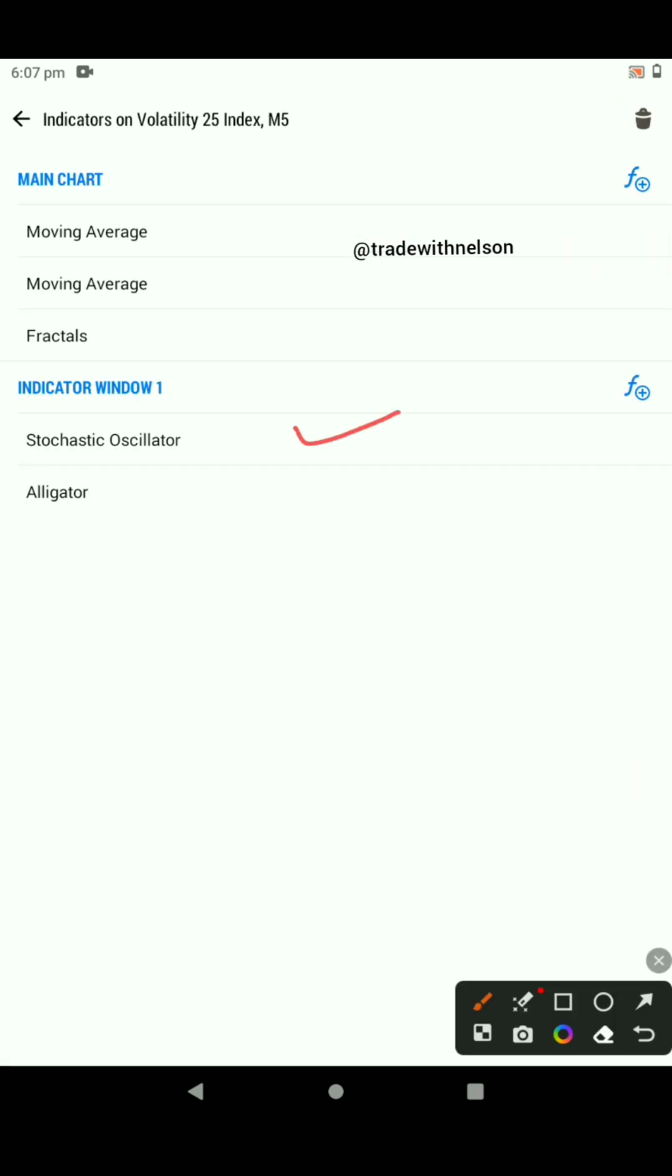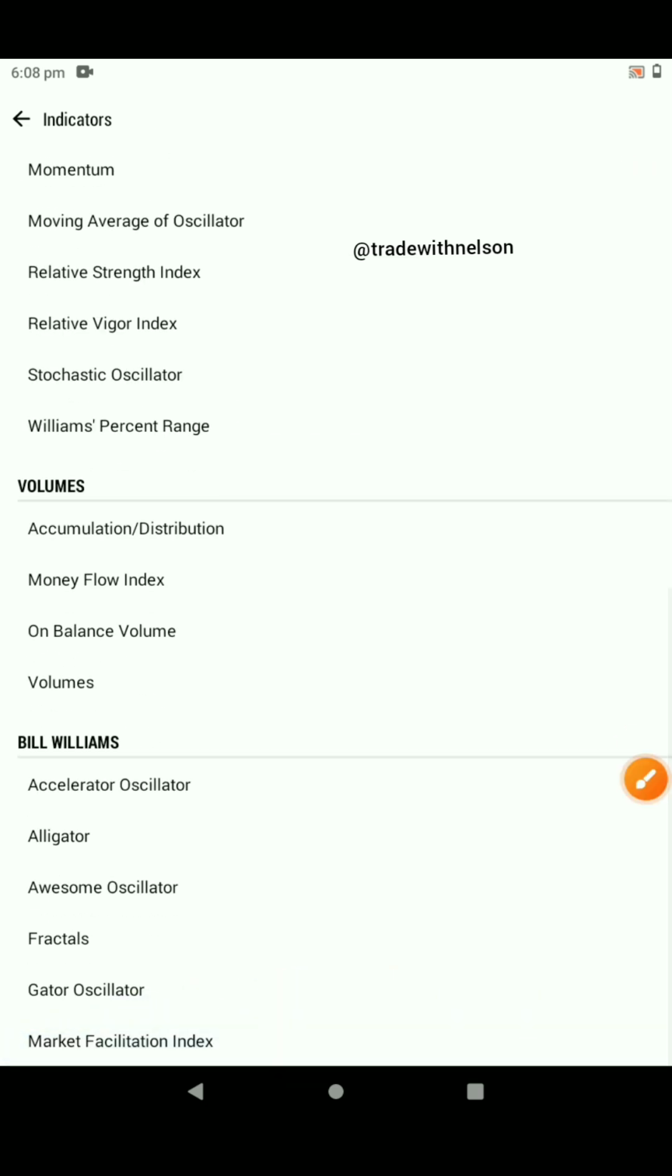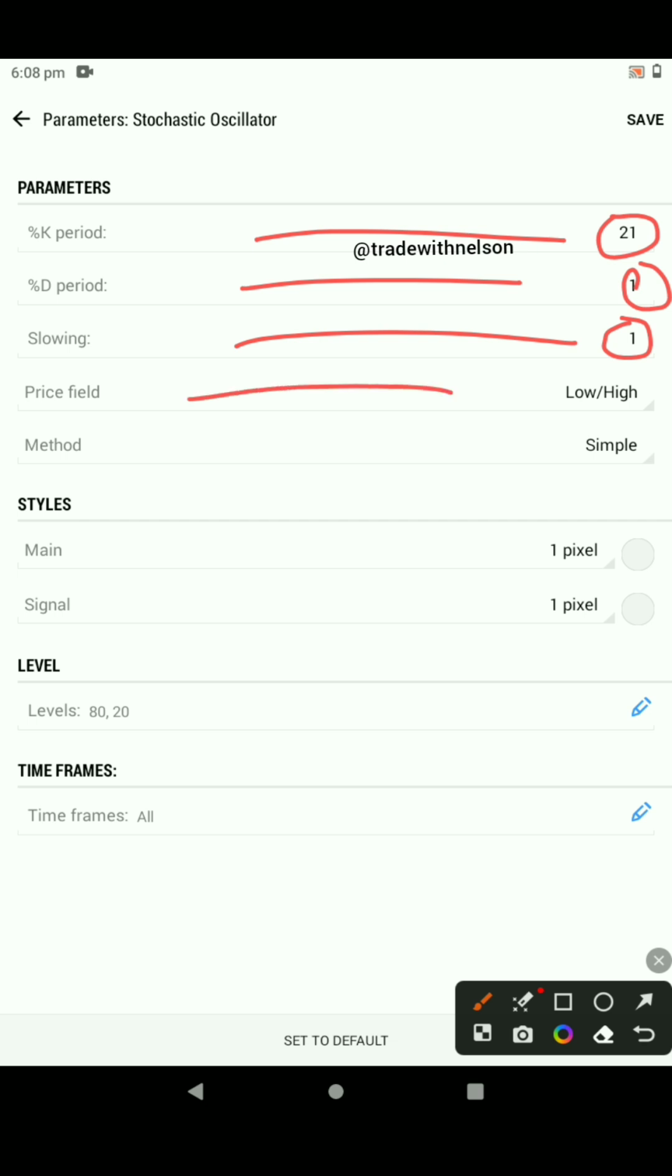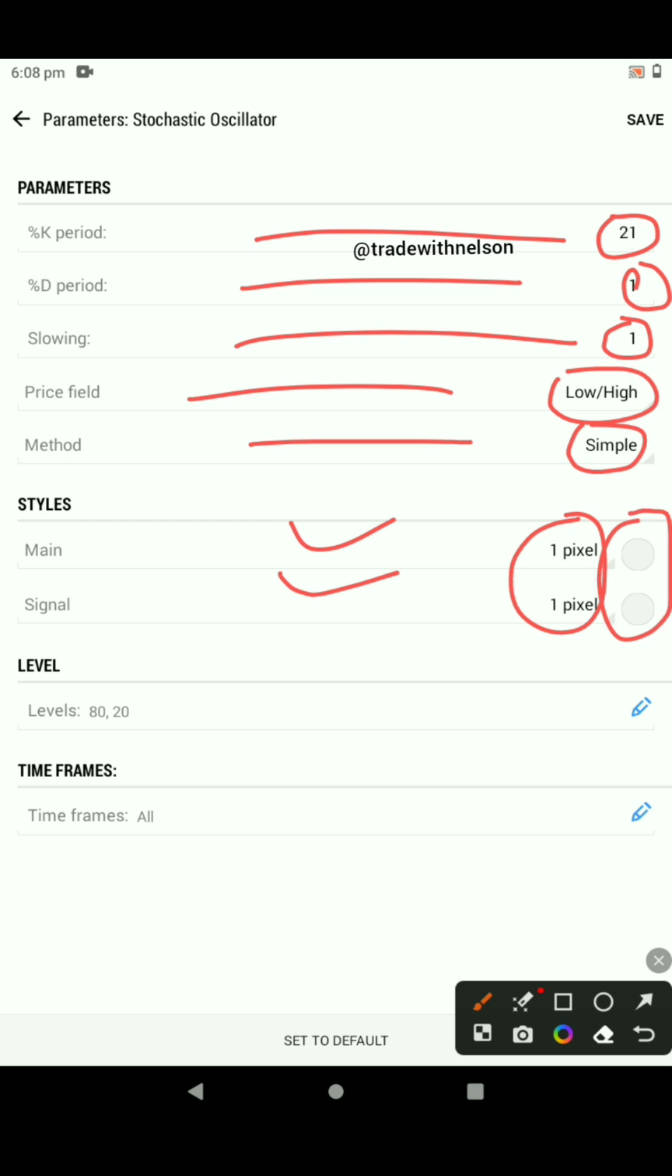So for the next indicator, which is stochastic oscillator, click on the F icon on the main chart, scroll down. This is stochastic oscillator. Click on that. Make your K period 21, D period 1, slowing 1, price field low/high, method simple, main style and signal style, make it 1 pixel and select color of your background. If your background is white, select white. If it is black, select black.